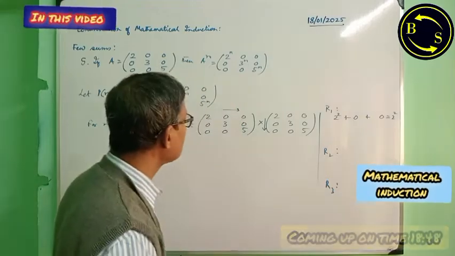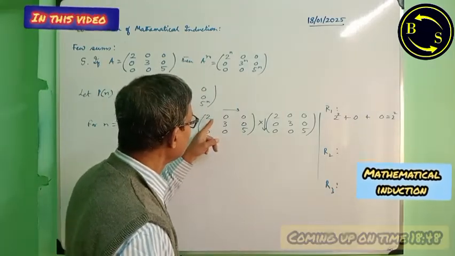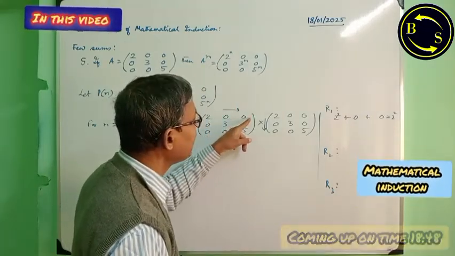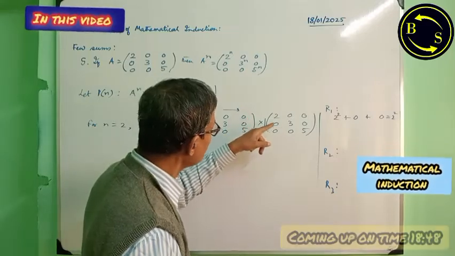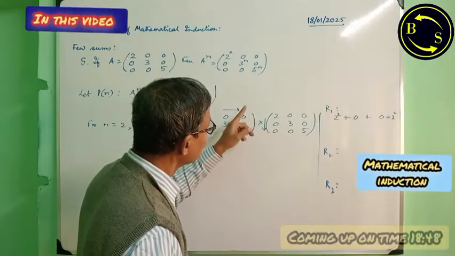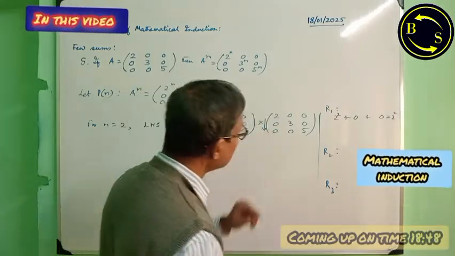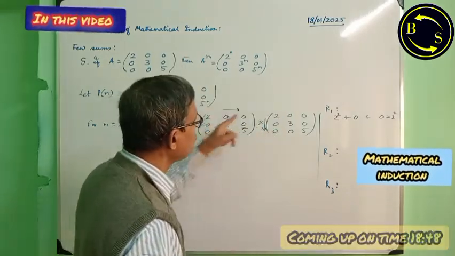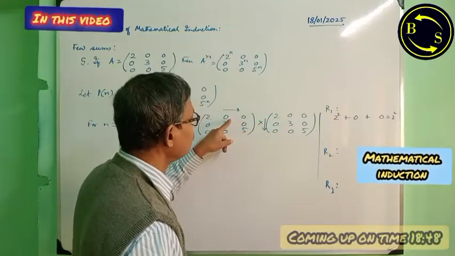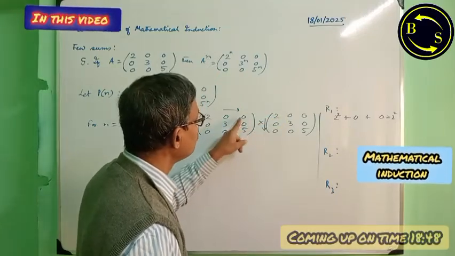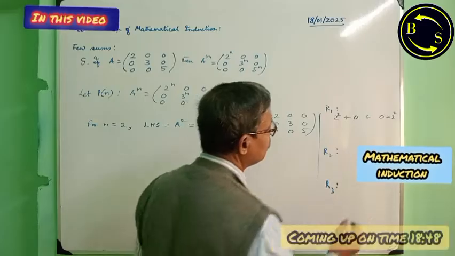Now for the second element, we multiply these three entries with the entries of the second column, 2 into 0 plus 0 into 3 plus 0 into 0, that means 0.